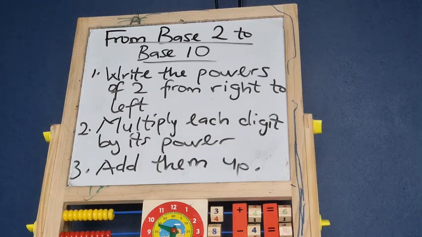Then the second thing would be that you multiply each of the digits in that binary number by the power that you've just written out from right to left. Then you add them up.